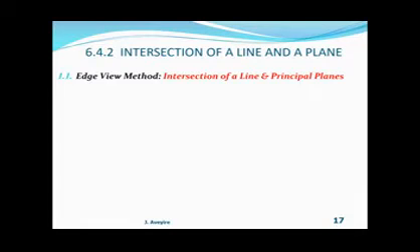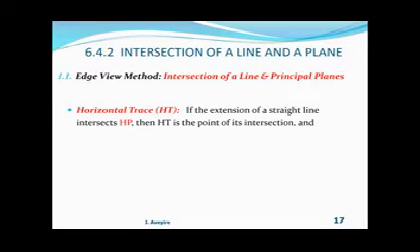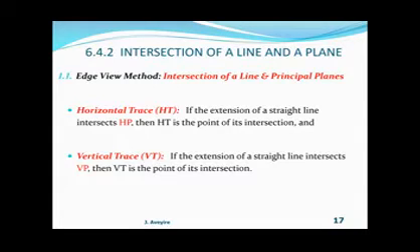1.1 Edge view method. Intersection of a line and the principal planes. Horizontal trace HT of a line. If the extension of a line intersects the HP, the horizontal plane, then HT is the point of intersection. Likewise, vertical trace of a line. If the extension of a line intersects the vertical plane VP, then VT is the point of its intersection.